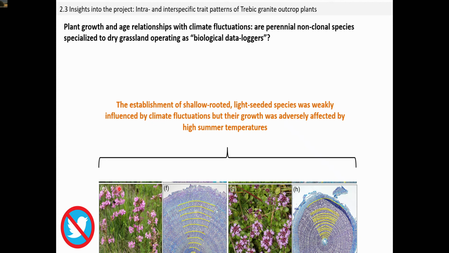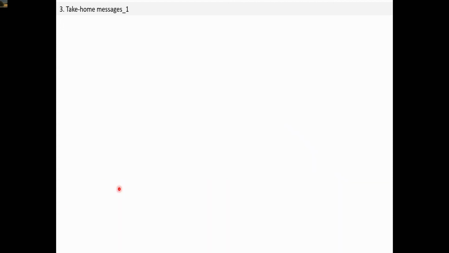So actually, in order to answer the question, we can say that yes, they are able, so these perennial non-clonal species specialized to these conditions can serve as biological data loggers, but in two different ways, according to their rooting depth, light seed, and seed mass. So now I'm heading towards the take-home messages. The first slide is a bit more general, and the second one will be a bit more into the results.